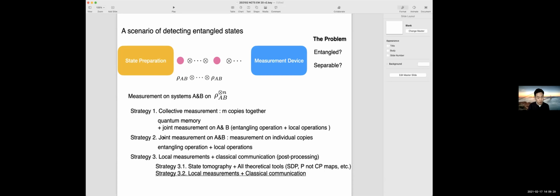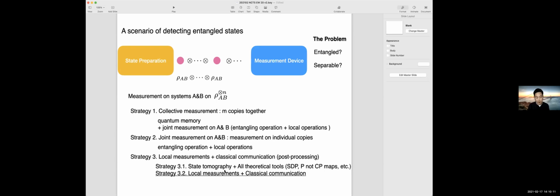The next one is maybe a bit more feasible. Here we can remove the quantum memory, but still we need an operation to entangle quantum states to realize a joint measurement on different copies. So this is also difficult. And then the most feasible one is local measurement and classical communication. Which means we perform measurement on individual copies, okay? And then according to the measurement outcome, we may update our measurement device in order to choose a better measurement on the second copy. And then from the measurement on the second copy, we also update our measurement device to perform a better measurement on the third copy, and so on and so on. This is local measurement plus classical communication.